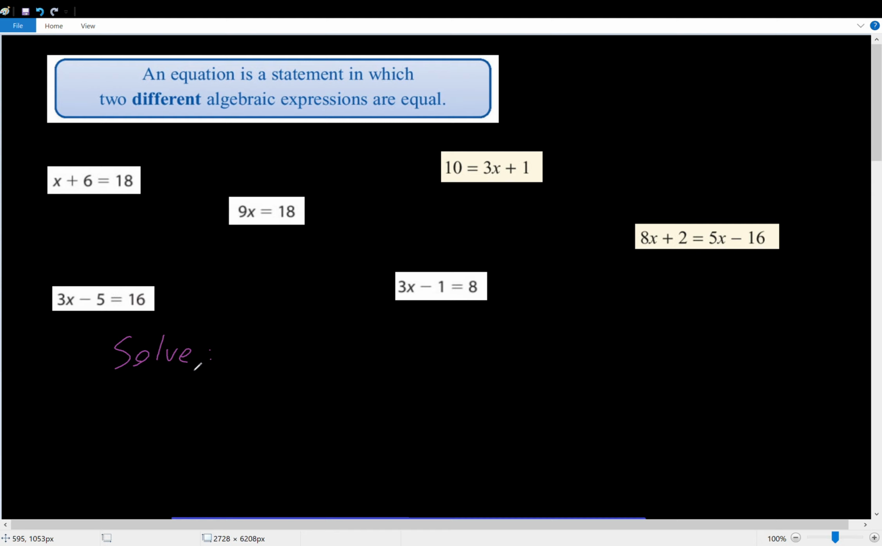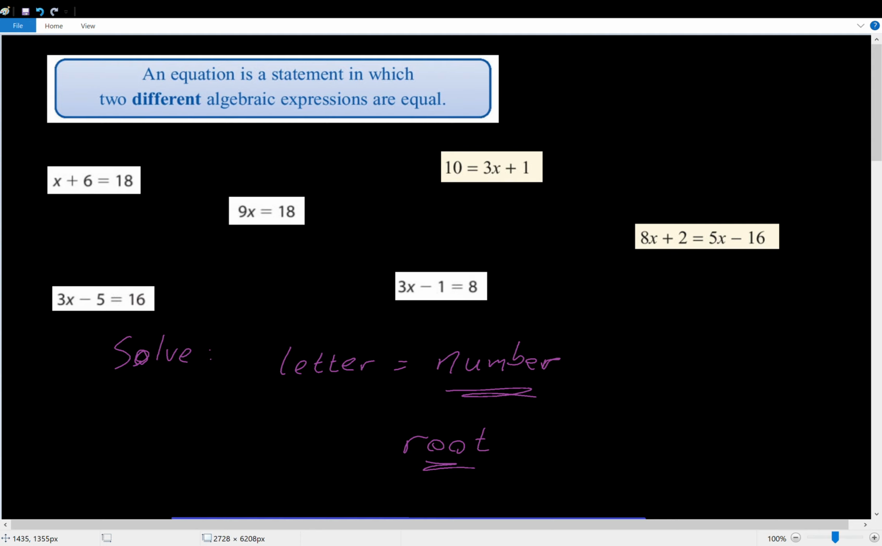Now, solving an equation means getting to the point where you're going to have a letter to one side of the equals on its own, and on the other side of the equal sign you're going to have a number. In other words, you're going to find a value for the letter that is in our equations. The letter itself is known as a variable. So we're going to find the value of the variable in the equation. And when we find that number, it will be a root of the equation.